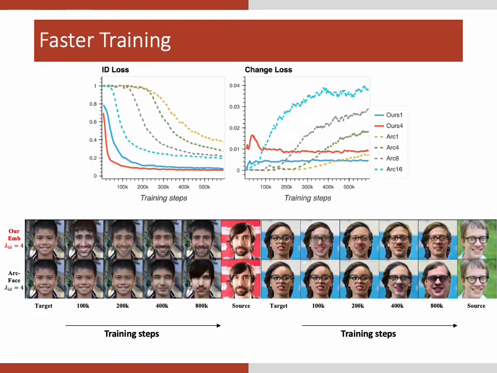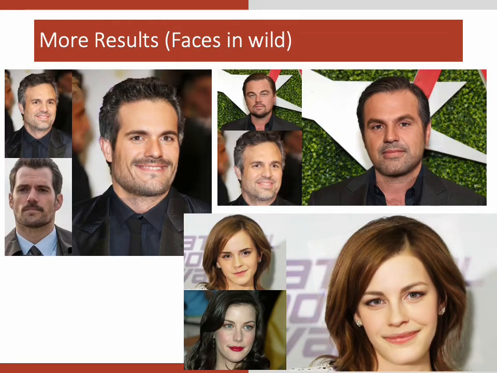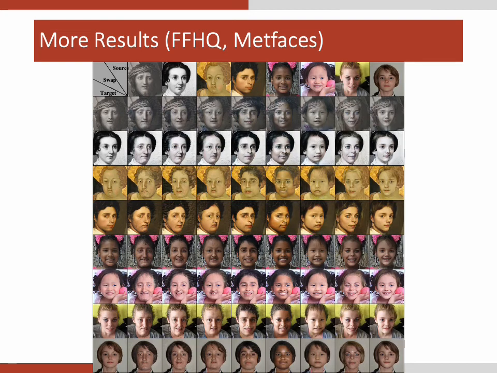Our model also shows faster training. Compared to the same model with ArcFace embedding, it shows faster convergence both quantitatively and qualitatively. Finally, we tested our model on wild images, as shown here. And we also tested on oil paintings, which are never shown during training. Our model generalizes quite well in both cases.